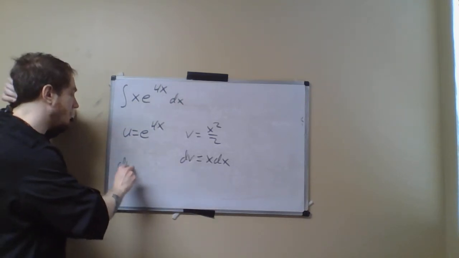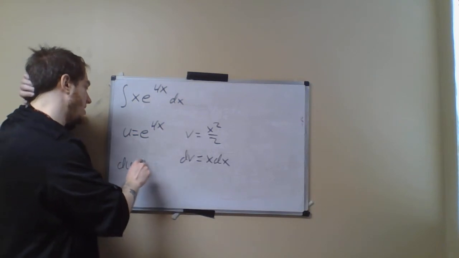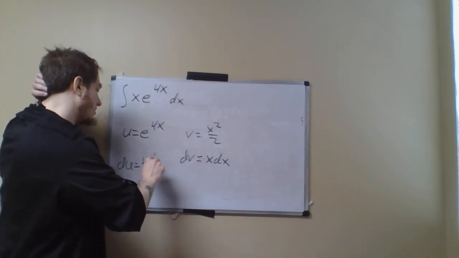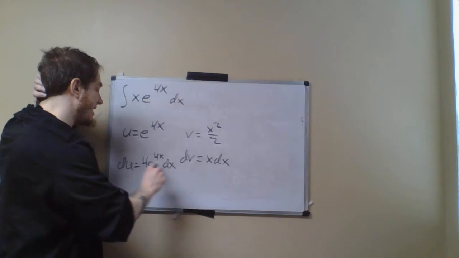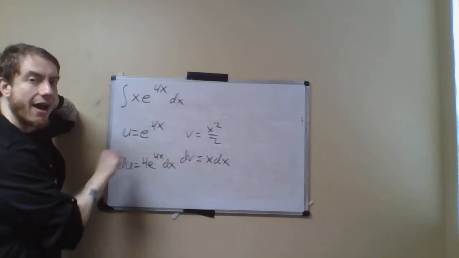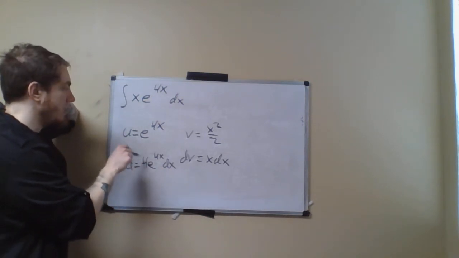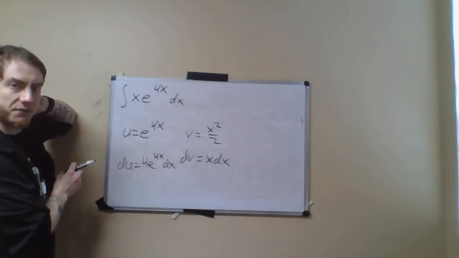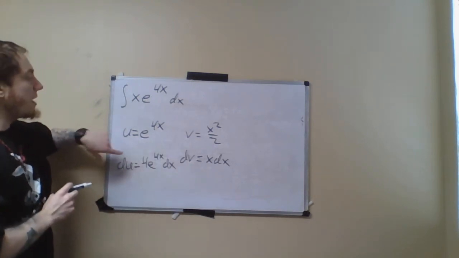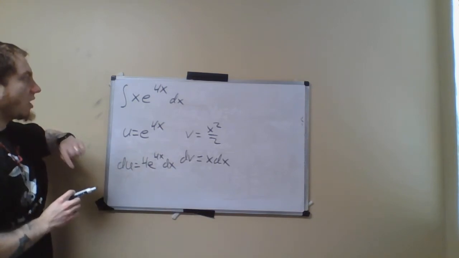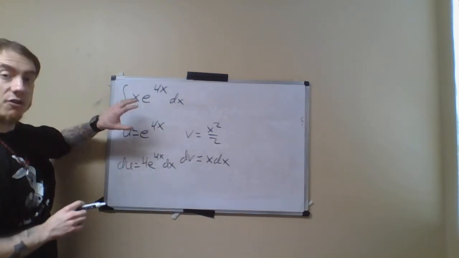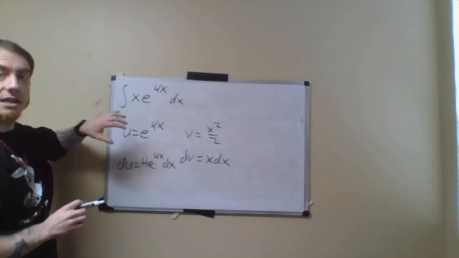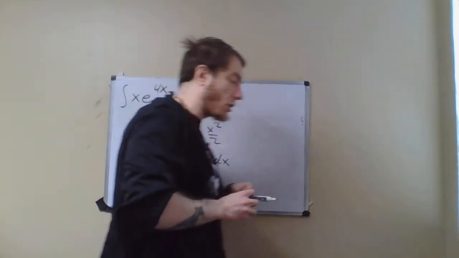But then the problem is that du would come out to be 4 e to the 4x dx. And this is not simpler at all. This is actually just as complicated as what I started with, plus I've got some extra coefficients floating around now. If I wrote down my new integral, it would have become more complicated than what we started with, okay?